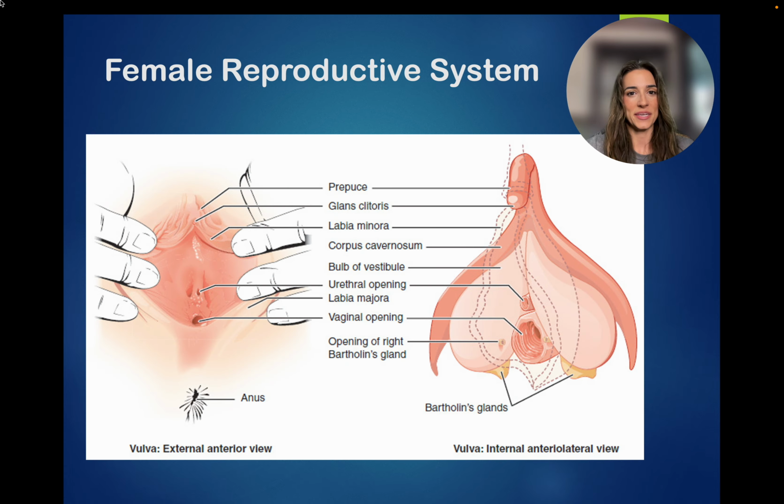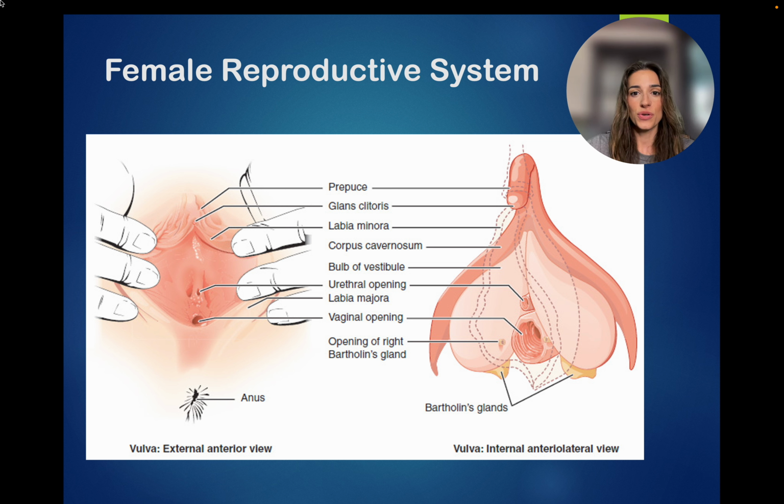Next is the vagina, a muscular tube that functions as the birth canal and also receives sperm during intercourse. It has rugae, or folds, that allow it to stretch. The vagina opens to the outside world through the vulva, which includes the labia majora, labia minora, and the clitoris. It also has the Skene's glands, the urethral opening, and the vestibule.